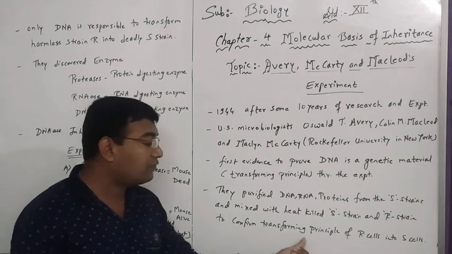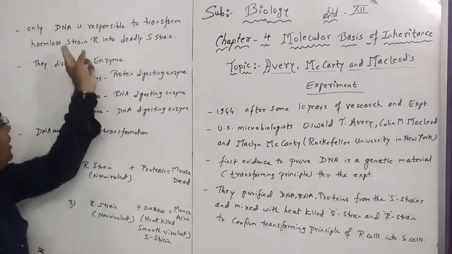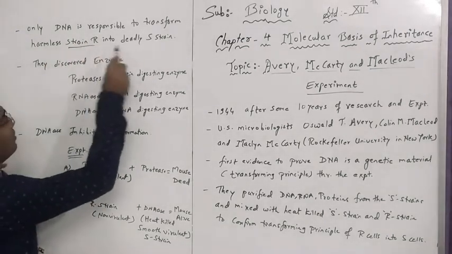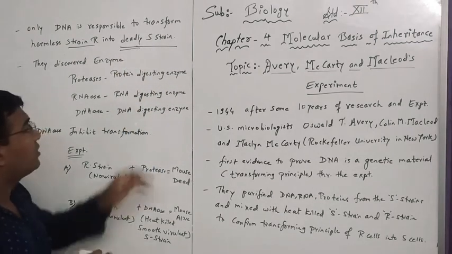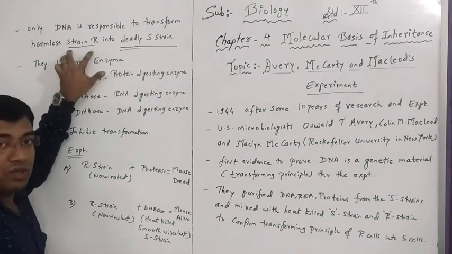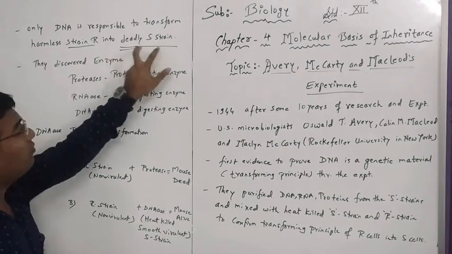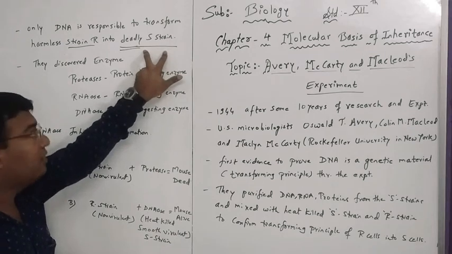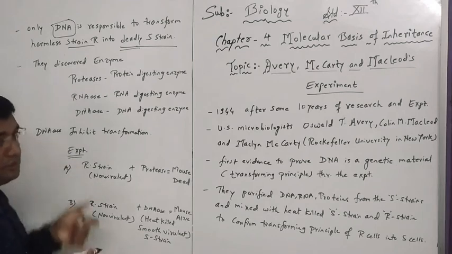To confirm the transforming principle in R cells and S cells, they found that only DNA is responsible for transforming the R strain into the deadly S strain. This word is very important, deadly. Deadly means what? It was virulent. So R strain was non-virulent but S strain was virulent. So the R strain was converted or transformed into which strain? The S strain, that is the deadly strain. Why? Because of DNA. This word is very important. It means DNA was responsible for the transfer.